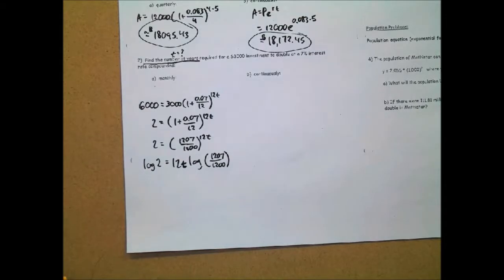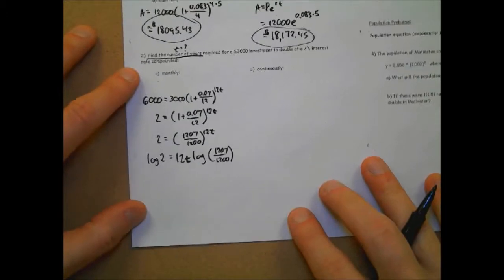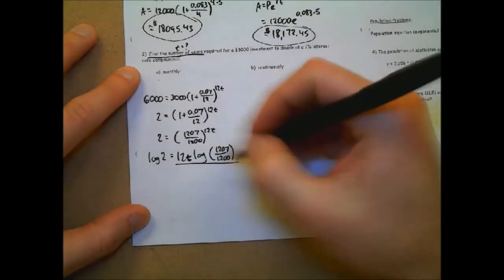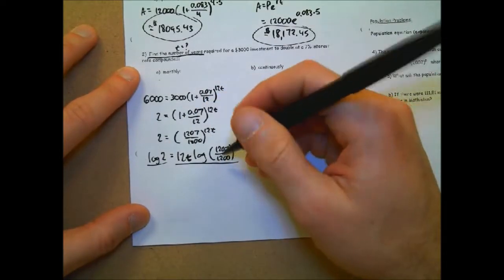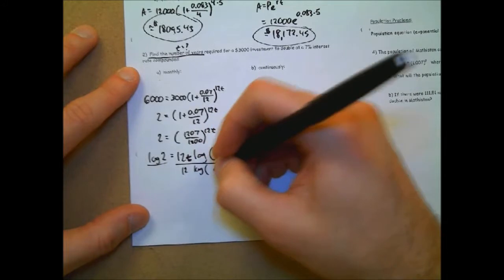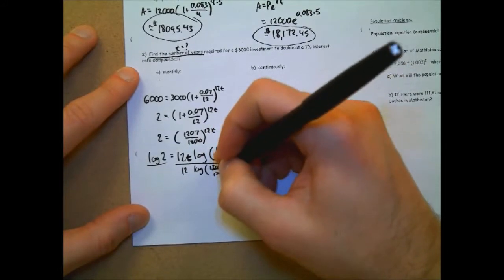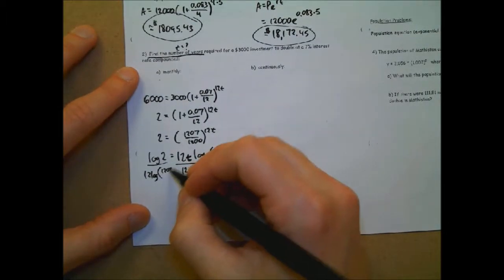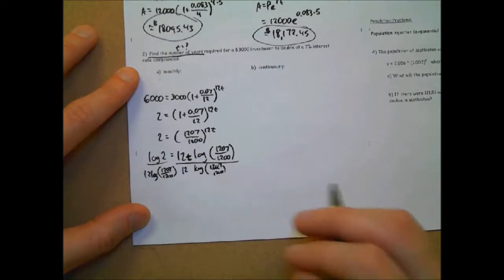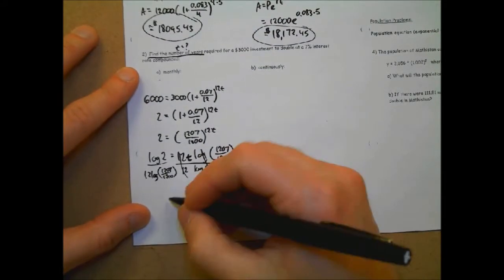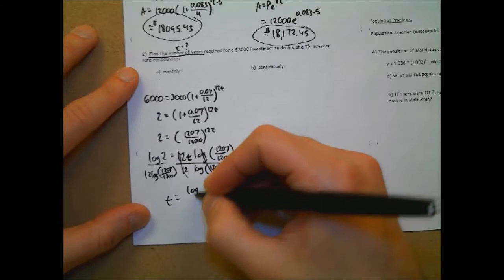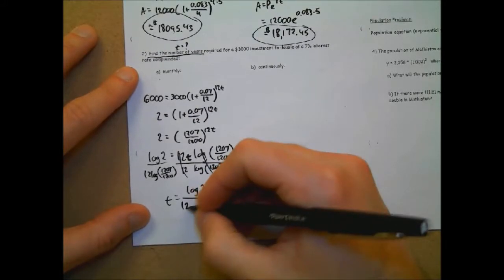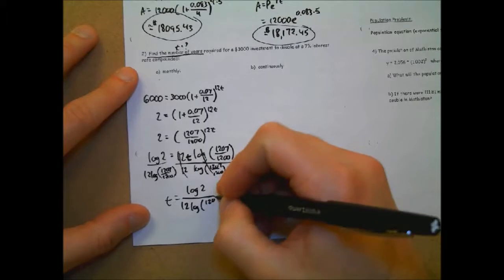And so then, for our final step here, what do we do? To get the t by itself, what do we do? Divide both sides by 12 and by the log of 1207 over 1200. Okay, so that cancels, that cancels. We have t is exactly log of 2 over 12 log of 1207 over 1,200.